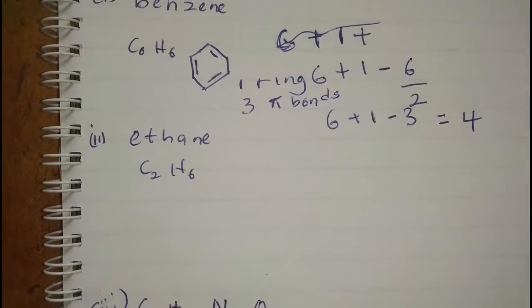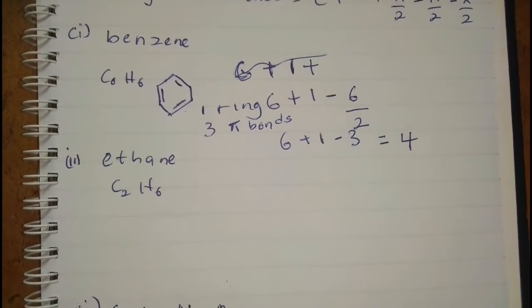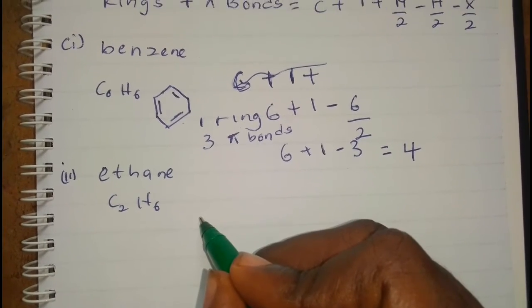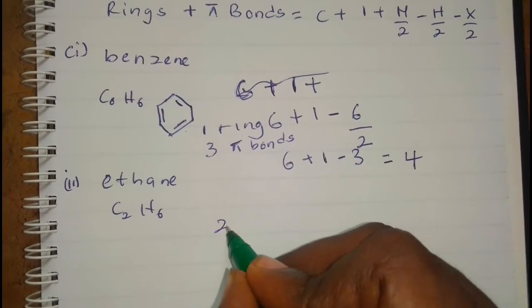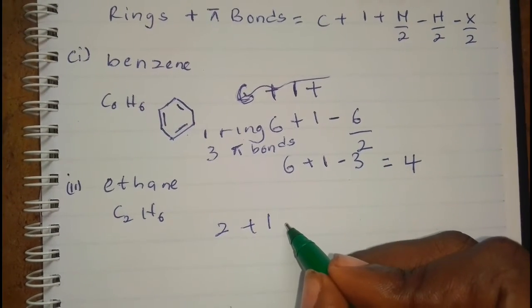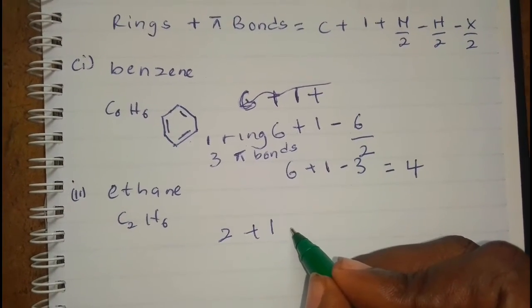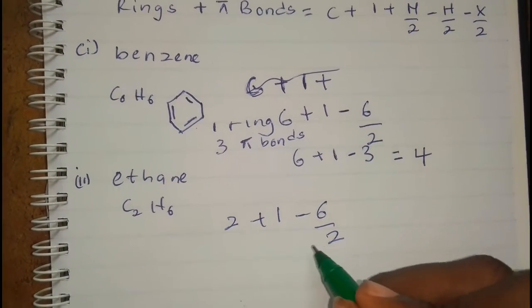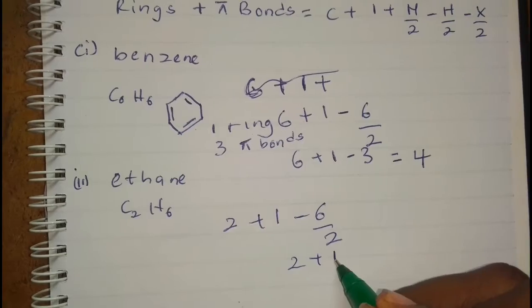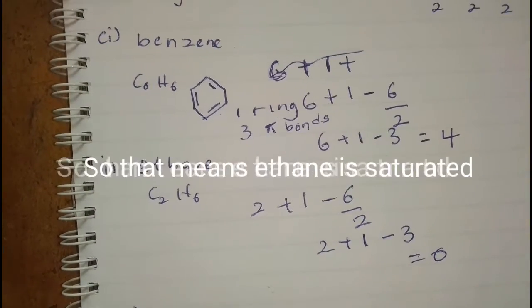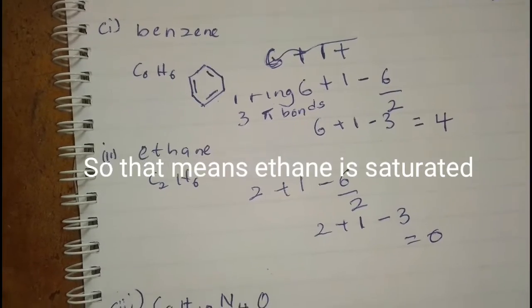So let's look at the second one, C2H6. If you check, we have carbon atoms, that is 2 plus 1. We don't have nitrogen, we don't have halogen, we only have the hydrogen. So 6 over 2. This gives us 2 plus 1 minus 3, and that is 0. So the degree of unsaturation is 0.